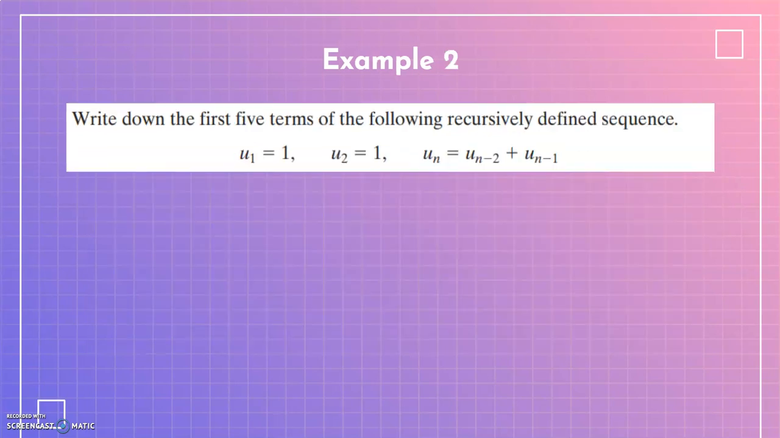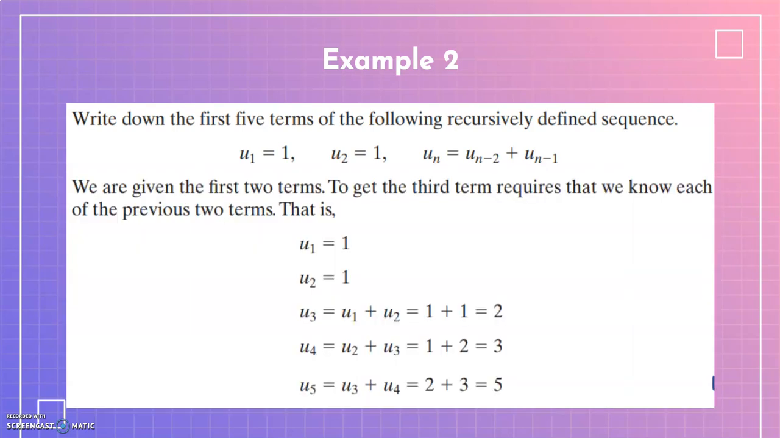Next, for example 2, we are asked to write down the first 5 terms of the following recursively defined sequence. Here we can see that we are given u sub 1, u sub 2, and the recursive sequence. So again, we are able to solve this by inputting u sub 1 and u sub 2 into the recursive sequence, and using the recursive sequence 3 more times in order to find u sub 3, u sub 4, and u sub 5. And here, by doing this, we get the resulting terms.